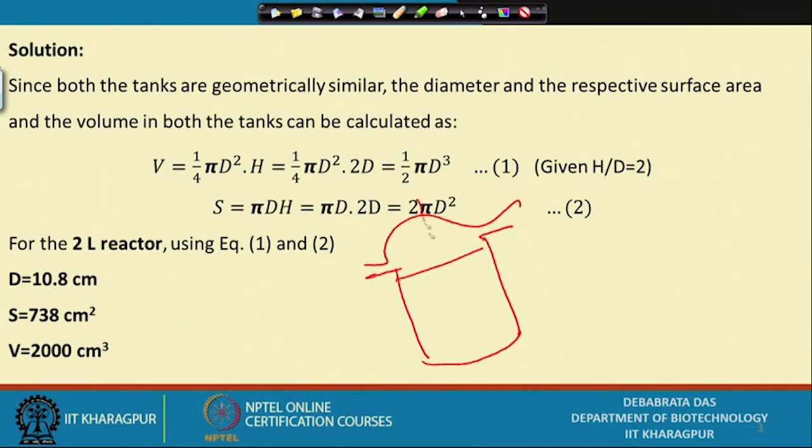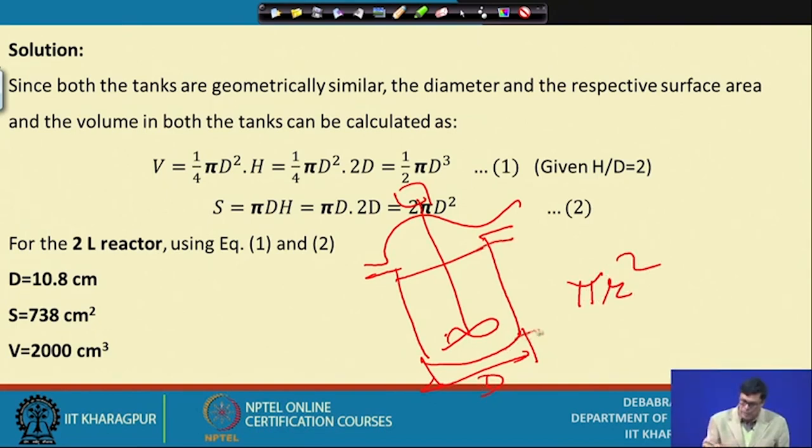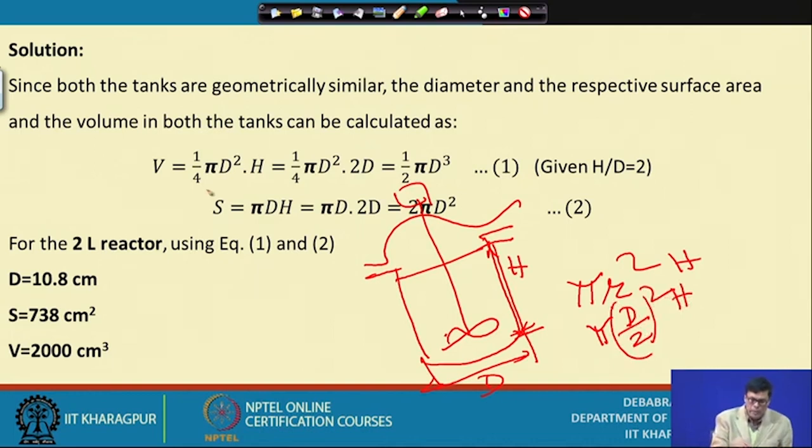So this is like this. Let us assume the diameter is d. So pi r square will be what? This is the cross sectional area. This is the liquid height, denoted h. Now r will be what? r will be d/2, whole square, into h. So that is why we write 1/4 pi d square into h.